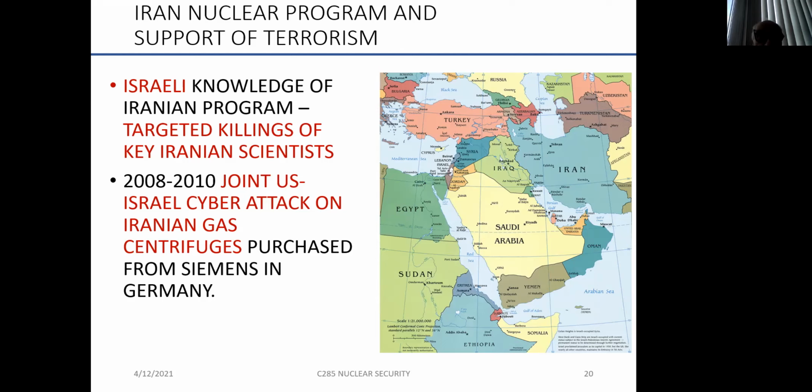Israel has not been silent during this period. They were very familiar with the Iranian program, and they embarked on a series of targeted killings of key Iranian scientists. There were several instances where Iranian scientists would be picked up by limousines and taken to the nuclear facilities. And on the way, a motorcycle would come along and attach a bomb to the outer door of the limousine and blow it up. And several key Iranian nuclear scientists were killed. The so-called targeted killings to reduce the capability of Iran's leadership to move forward with their nuclear weapons program.